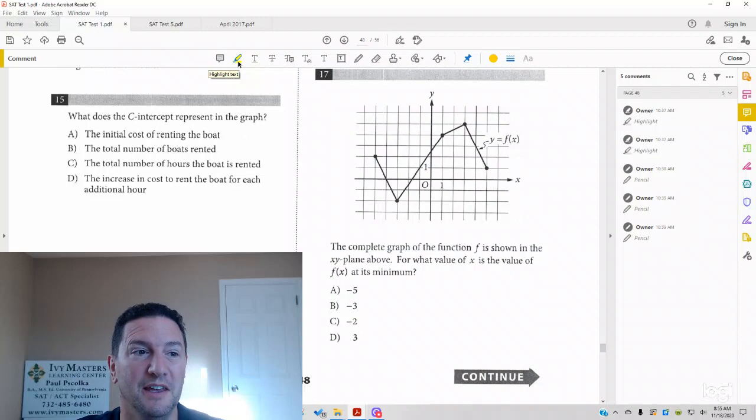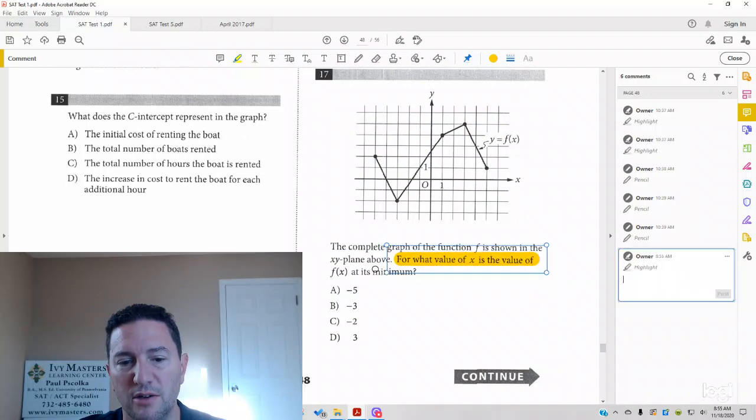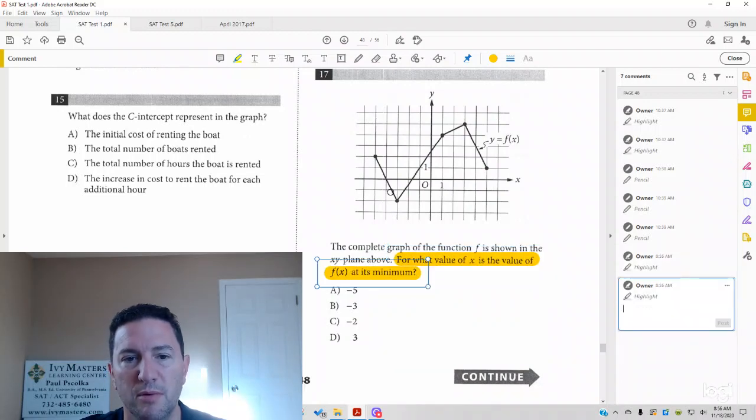And today we're going to look at Test 1, Section 4, number 17, which reads, the complete graph of the function f is shown in the xy plane above. For what value of x is the value of f of x at its minimum? Notice it's asking for f of x.